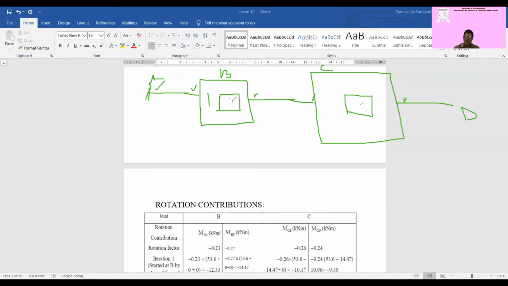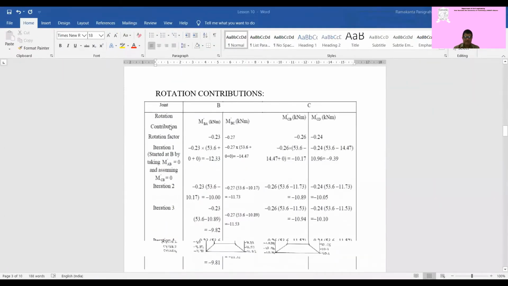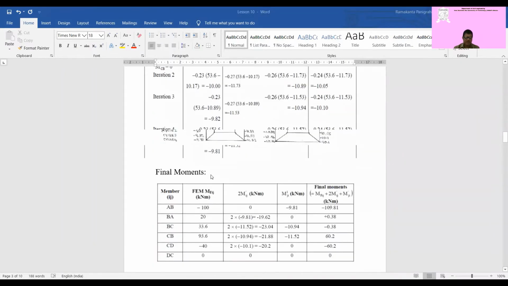Rotation factors will be written here, here, here, and here, and then you can start the half cycle. So you can do it either in this format or in a tabular format as you like. Both ways it can be solved. Here it is in the tabular format. Now the rotation factors are written. Okay. Now there is also a value like this.